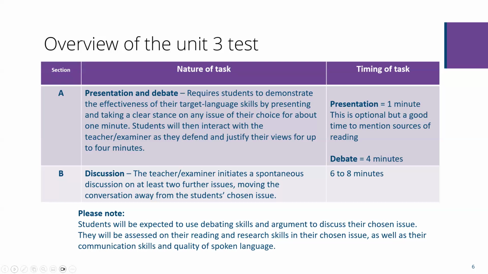So let's be clear, recap again. Section A is that presentation, so they have a minute to set out their stance, the things they think about their chosen topic, and then they have 4 minutes of debate questions with you, and then 6 to 8 minutes about at least 2 further issues. Okay, so at least 2, and so we need to move away from the student's chosen issue, and again 6 to 8 minutes, so 3 to 4 minutes probably on each issue would be good practice.